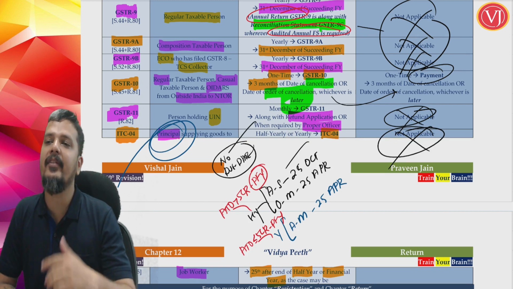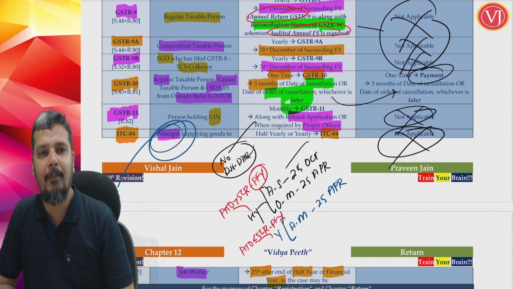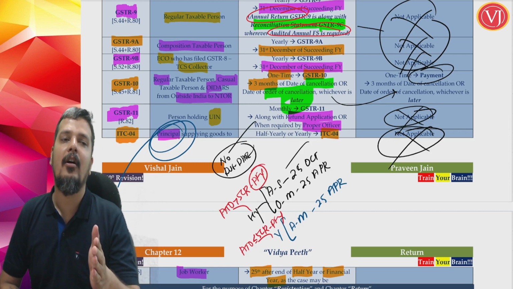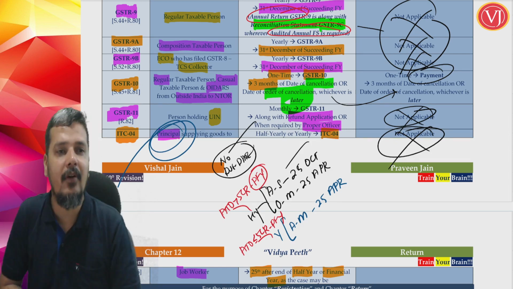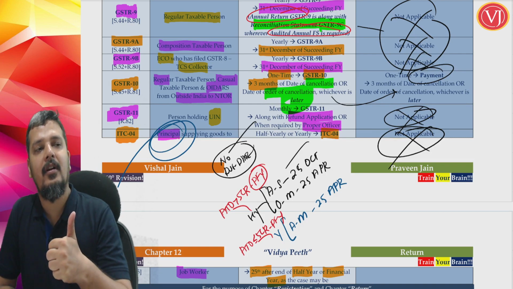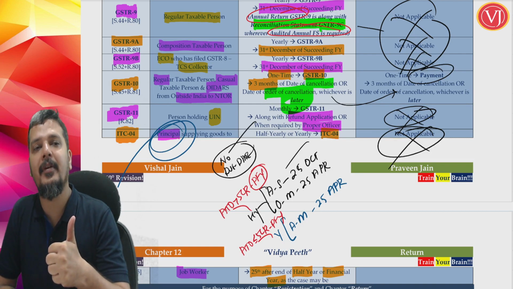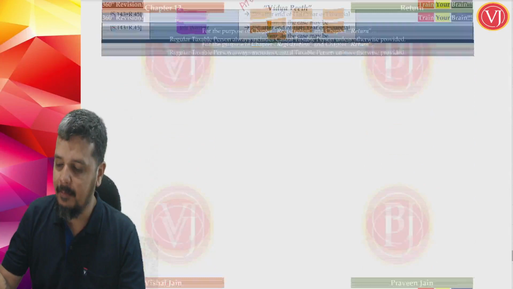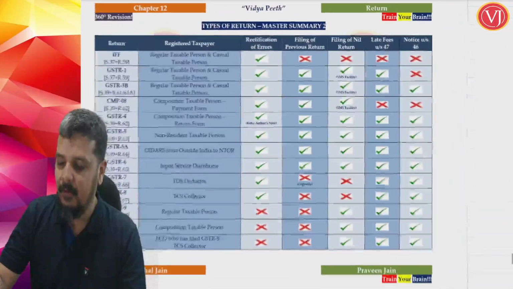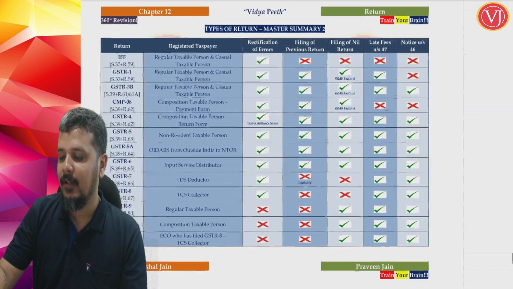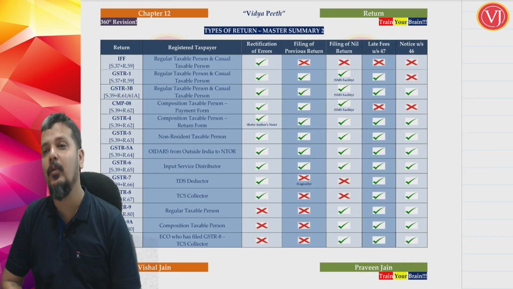There are few cases where there is no payment, so no question of due date of payment. In all the other cases, your due date of payment is the same as the due date of return filing. 2 exceptions: regular taxable person and casual taxable person going for QRMP scheme, or composition taxable person.